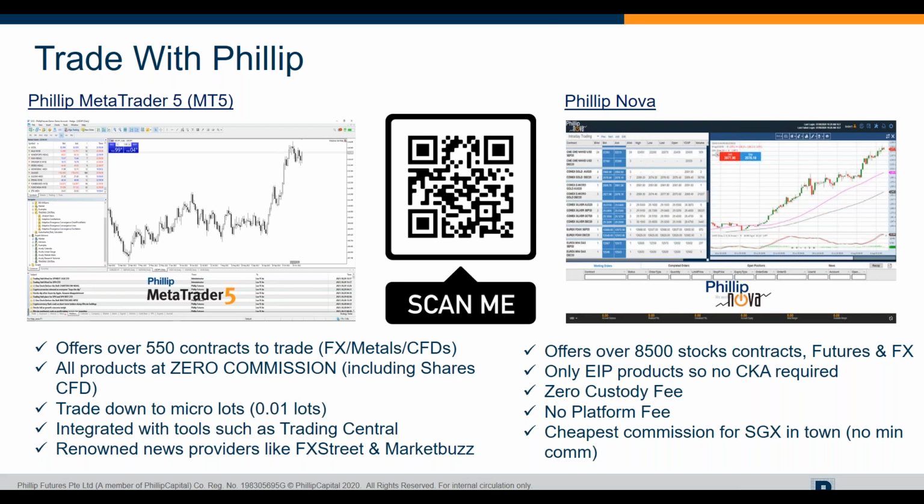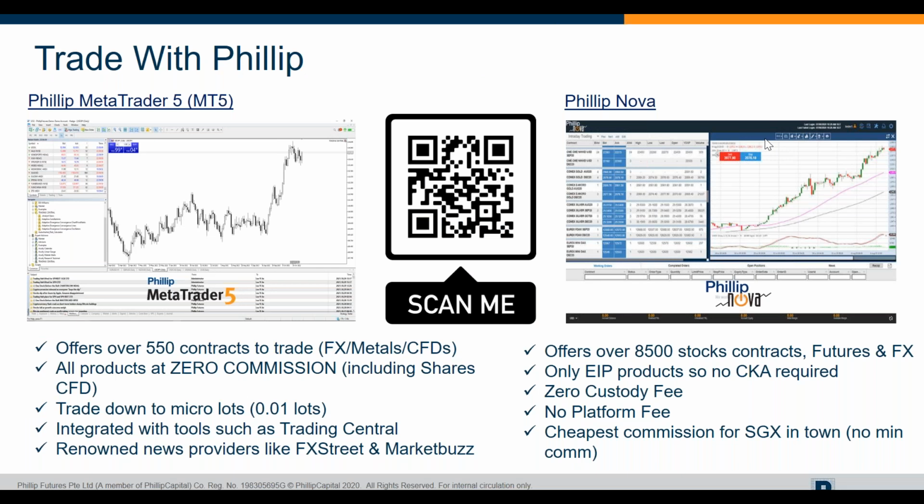Secondly, we have another proprietary platform, which is Phillip Nova, where you can invest in actual cash stocks. Apart from stocks, you also have futures and Forex, but for you guys it would mainly be a stock trading platform with zero custody fee and no platform fee. One interesting thing about Phillip Nova is that it has the cheapest commission for US stocks in Singapore. If you are interested, you can scan this QR code.